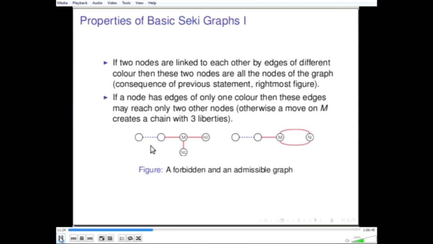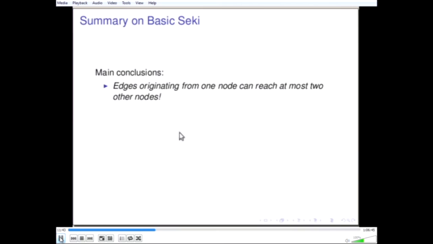Why is this not allowed? Because if white makes a move on this liberty, the resulting chain would have three liberties and would be able to capture that black chain which has only two liberties. So in order for this basic Seki graph to represent a Seki, that may not occur. So the consequence of all these statements is that edges originating from one node can reach at most two other nodes.